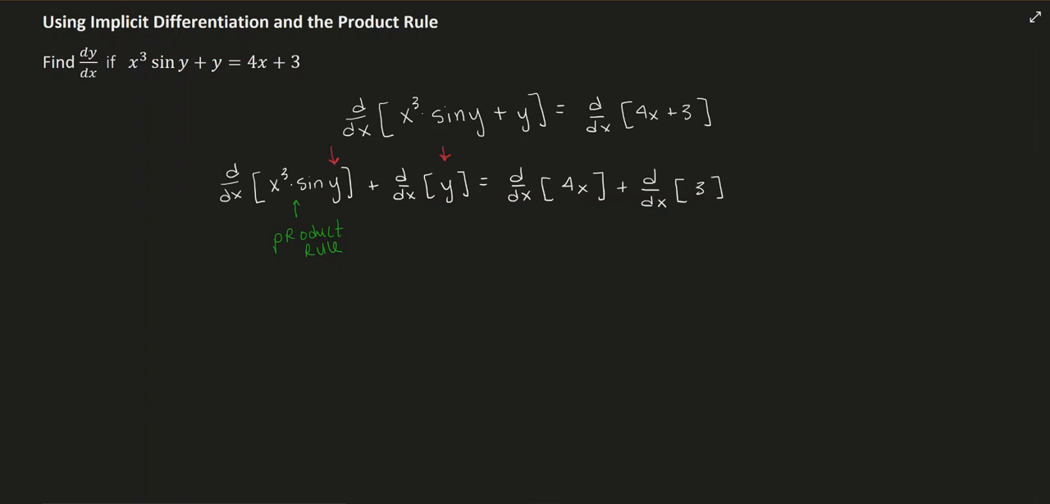So when we're looking at the right side of the equation, for example, the derivative of 4x, that's just using the standard power rule. So that looks like 4 times 1, because the derivative of x is just 1. And then when we take the derivative of 3, that's a constant, so that derivative is equal to 0. So the right-hand side of our equation is actually just equal to 4. So let's go ahead and rewrite that to clean things up a little bit.